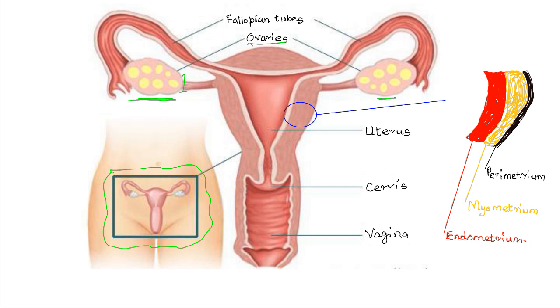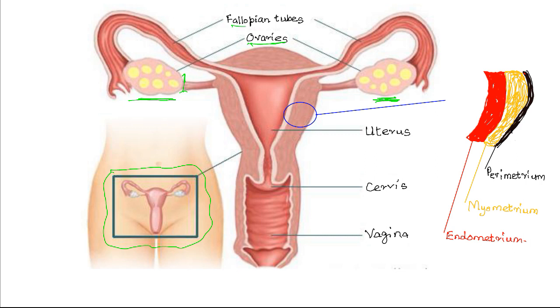They lie on either side of the pelvic cavity and are attached by connective tissues to the body wall. The functions of the ovaries are: 1. Production of the female gametes, known as the ova or eggs, and 2. Production of female sex hormones such as estrogen and progesterone.